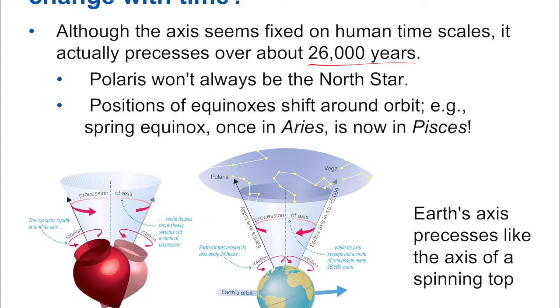And in that 26,000 years, or in 15,000 years, it's going to go from currently pointing at Polaris to the North Star being Vega. We'll have a new North Star, okay, in 15,000 years.